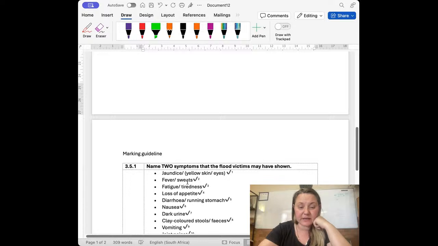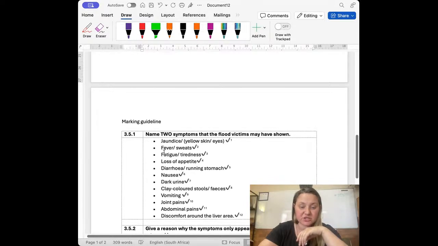Okay, so there's the yellowing of the skin and the eyes, which is jaundice. Remember, infective jaundice is the other name for hepatitis A. Then you can have fever and sweats. Now you can see it's fever or sweat. You are not going to get 2 marks if you say fever and if you say sweat, or if you say fatigue and you say tiredness, because they consider them to actually mean the same thing. So you'll only get 1 mark.